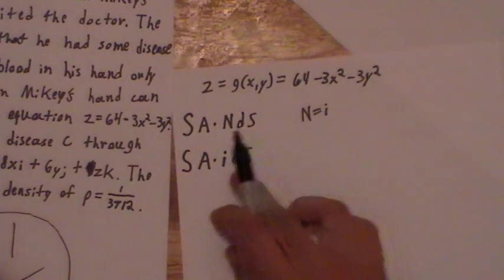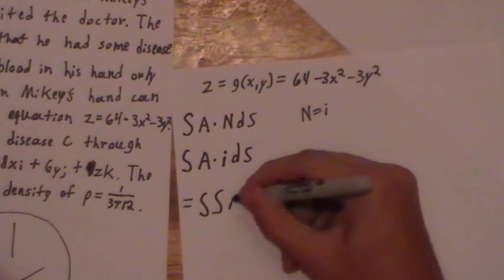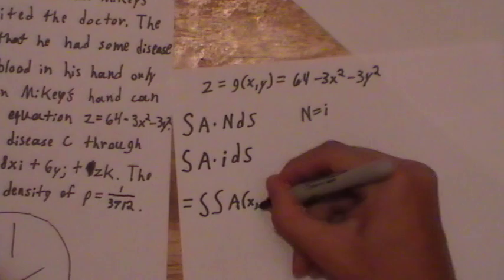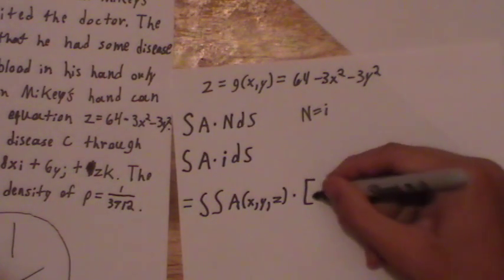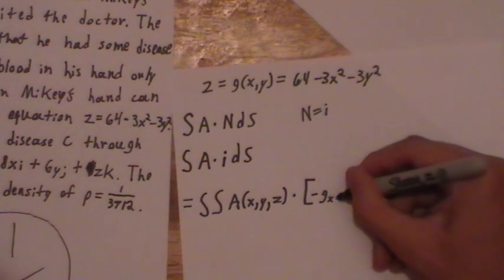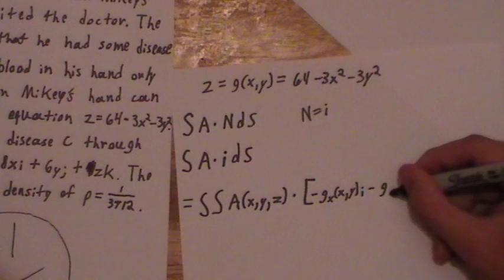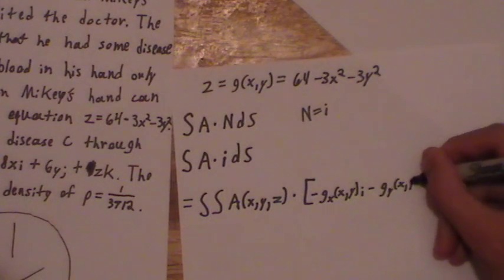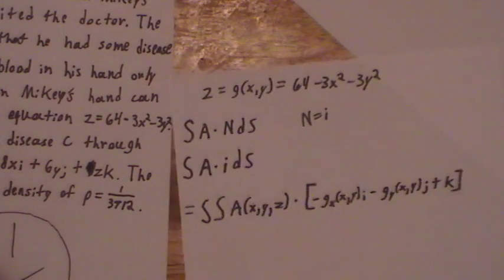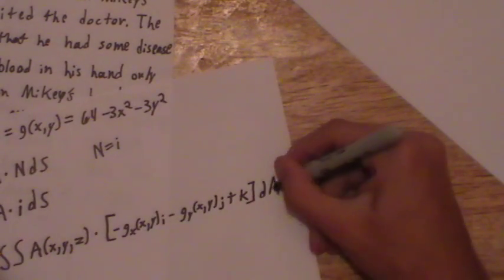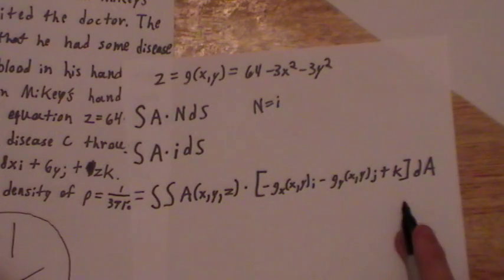And to solve a flux, you have to turn it into the double integral of the vector field A of x, y, z, dotted with a big bracket, the negative g sub x of x and y, i, minus the g sub y of x and y, j plus k, bracket closed, and put a dA. So that is the equation that we're going to use to solve this. So now we just have to find everything here.